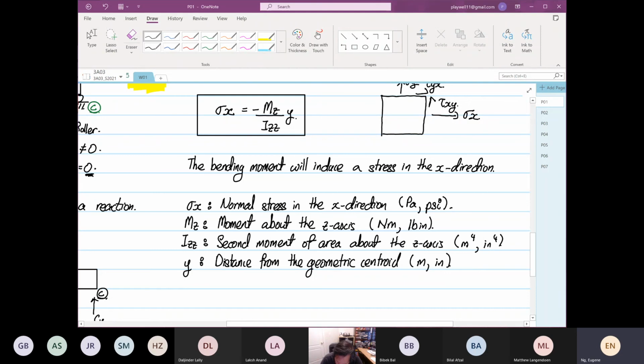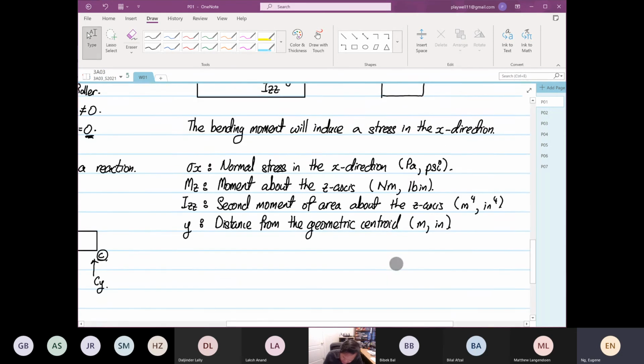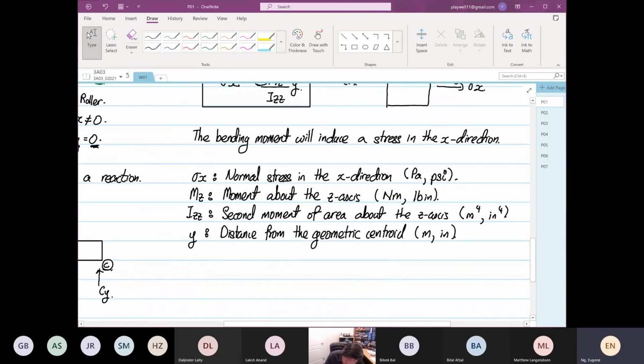A good thing I want you to observe, so I'm going to call this equation 1, is to observe the minus sign down here. Before I elaborate about this minus sign, what we are doing over here, equation 1, is to calculate the normal stress, or stress X, distribution.